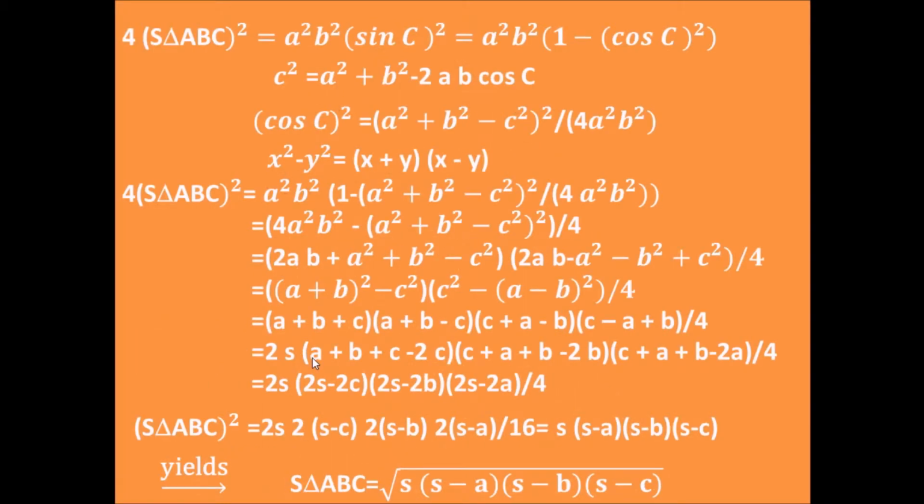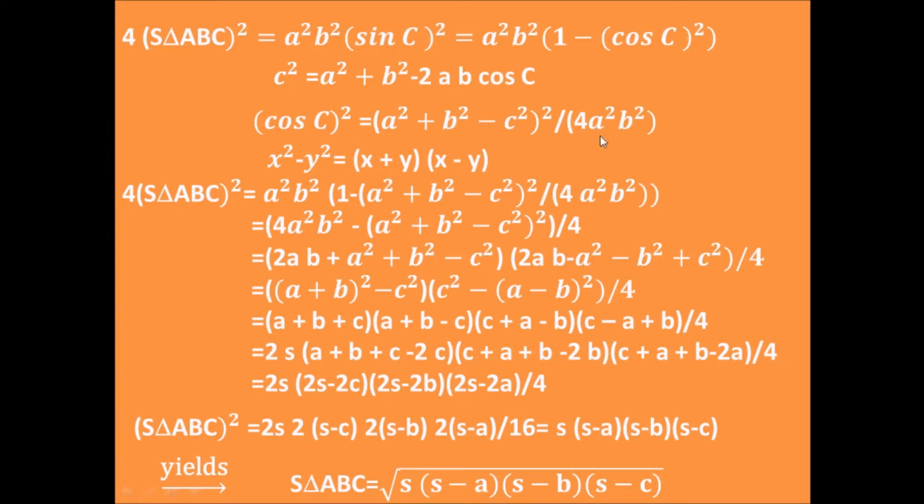From the previous slide, we already know that 4 times the triangle area squared equals a squared times b squared times (1 minus cosine squared C), and c squared equals a squared plus b squared minus 2ab cosine C. So we can get cosine squared C equals (a squared plus b squared minus c squared) squared divided by 4a squared b squared.